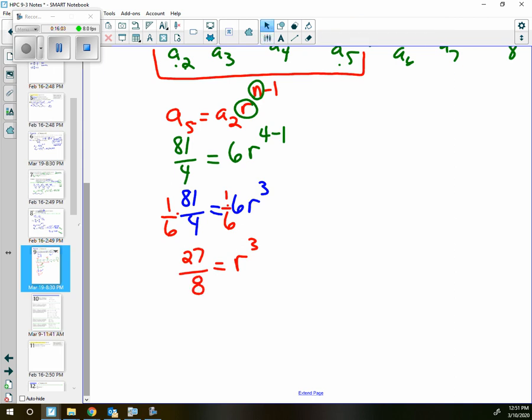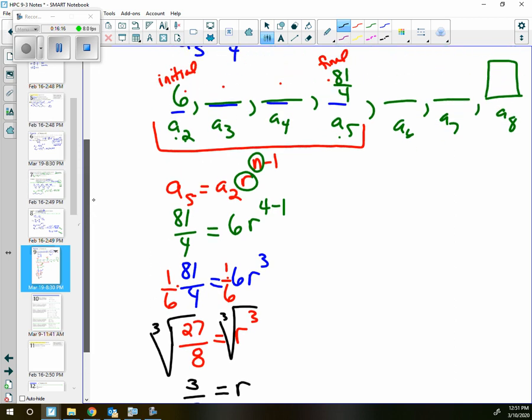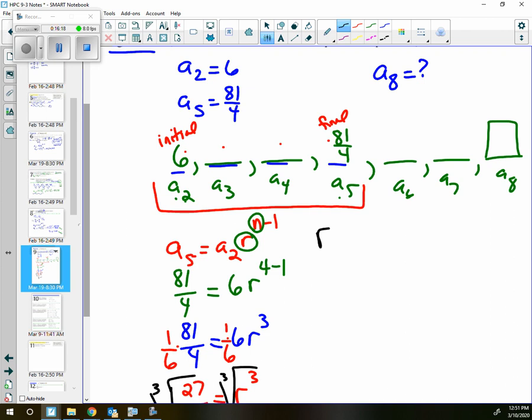And then to get rid of cubing, we're going to cube root both sides. So cube root of 27 would be 3, cube root of 8 would be 2, and we would get our r. So now we know what we're multiplying by. So we're multiplying by 3 halves each time. So we know what our common ratio is. So we have lots of options now to pursue here to get to the A8.